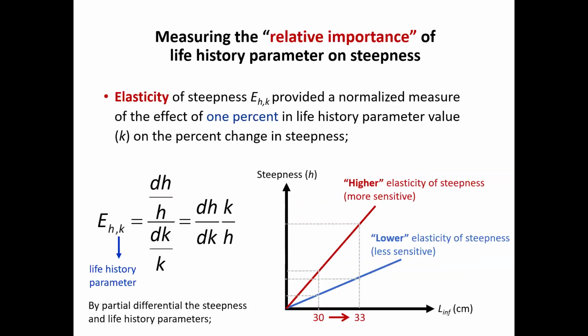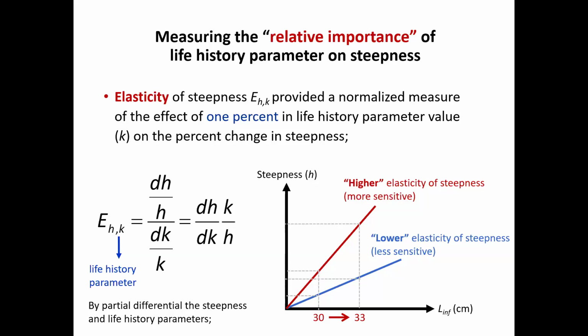Okay, so next, this slide is we want to understand the relative importance of the life history parameters on the stiffness. So we calculated the elasticity for the stiffness, and it can provide a normalized measure of the effect, which is how much a 1% change in the life history parameter value can change the stiffness.